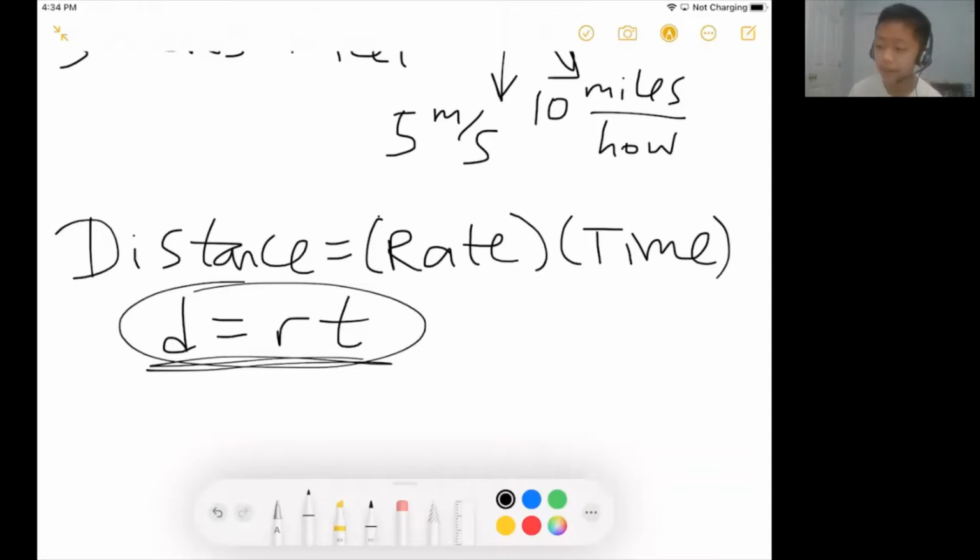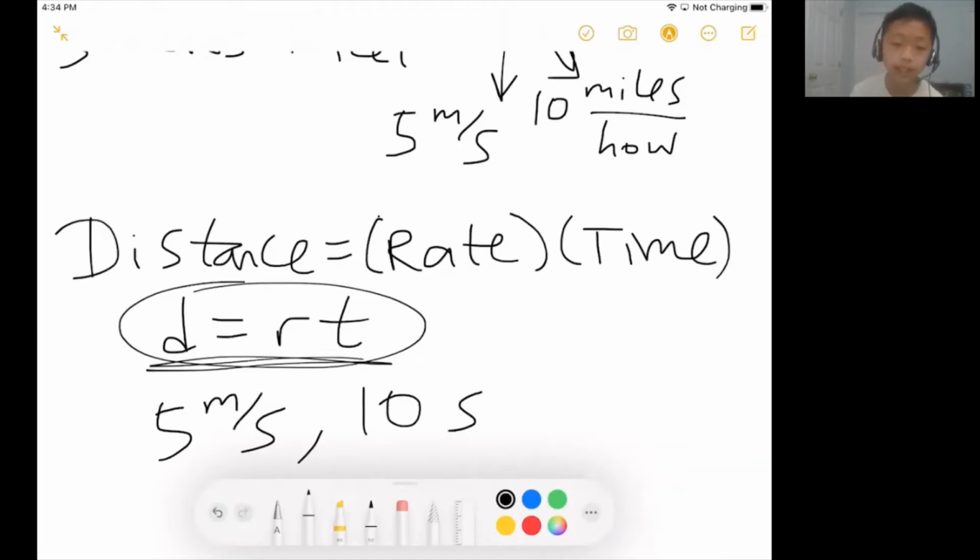For example, if a person was walking at 5 meters per second and they were walking for 10 seconds, then for the total distance you would just do 5 times 10. So they would be walking a distance of 50 meters.